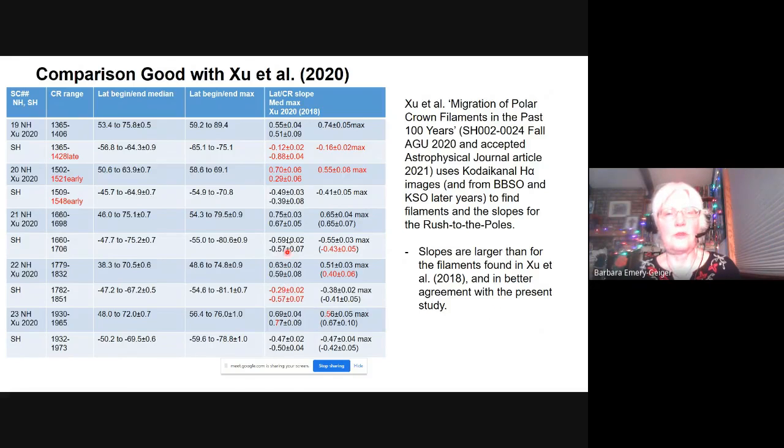So the red is where we're not agreeing too well, and sometimes it's because he's looking at a different Carrington rotation into the rush to the pole than we are, so our values are already pretty low. So we have a low slope and he has a high slope. But in general, I would call all of these pretty good agreement. So that's good to know.